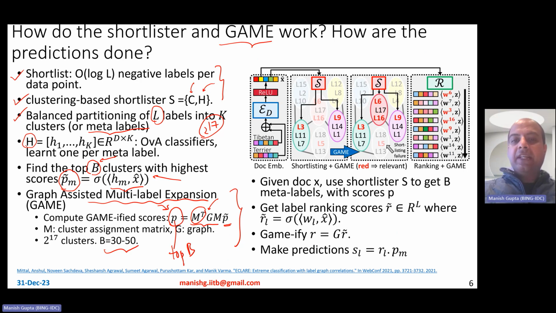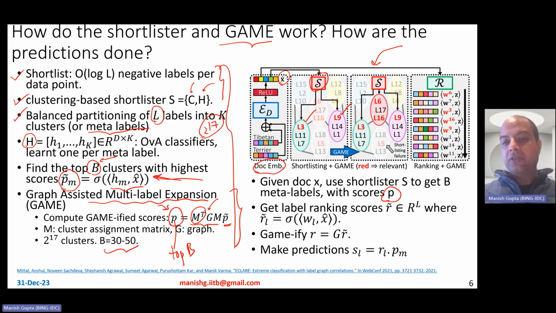Now, at inference time, what happens? Well, this was all train time on the left side. At inference time, what happens is shown on the right side. You get a document X, you get the document embedding. You use a shortlister S so as to get a shortlist of top B clusters, and they also come up with their scores P. So the same P that we talked about right there, right? So same P. So essentially, they get their scores.